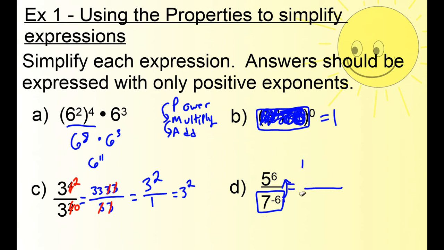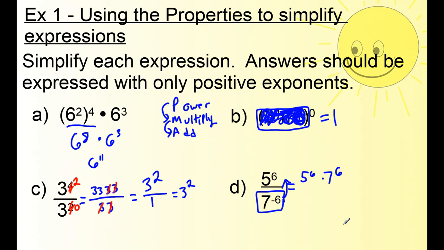Then what I'm going to have is 5 to the 6th power on top, a 7 to the 6th power on top, and nothing down here. So I can essentially ignore this over 1. Okay, and now I've got this. And truth be told, we really can't do anything with that. That's done. I got rid of my negative exponent.